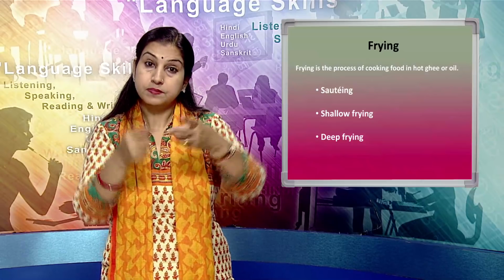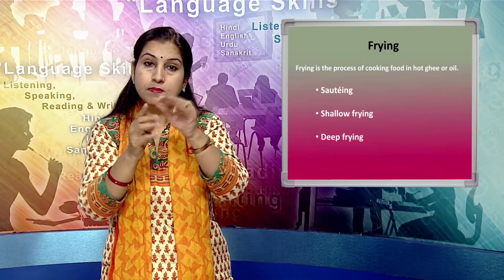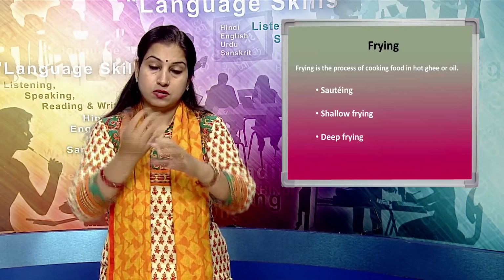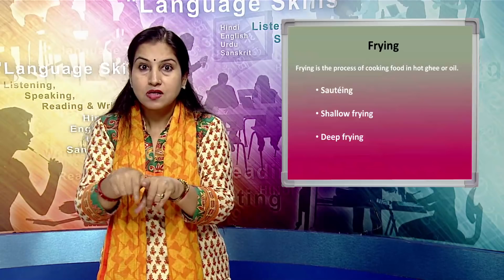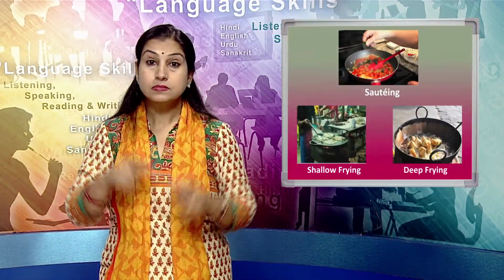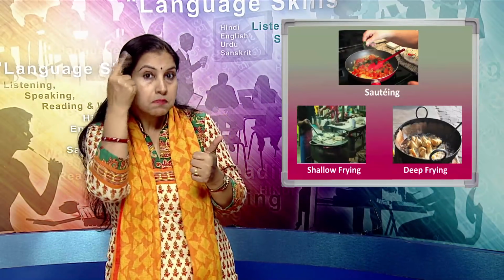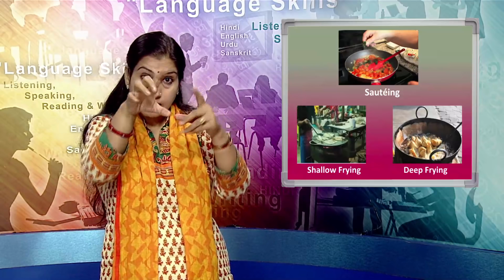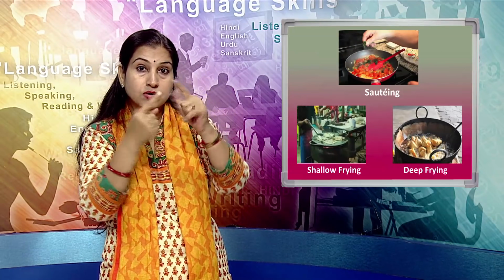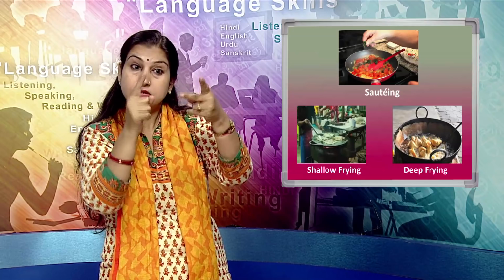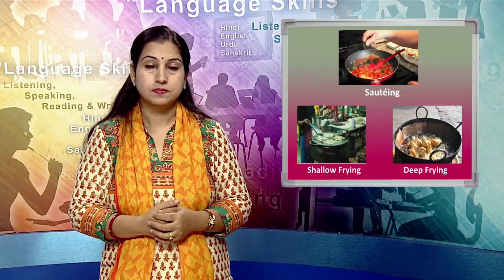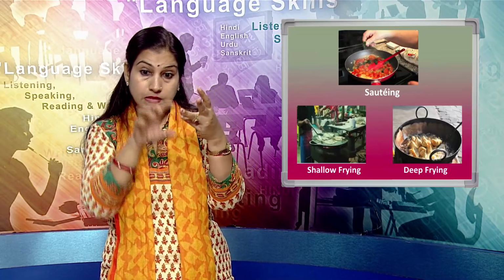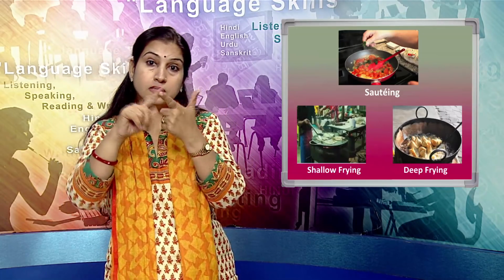And the third is deep frying. We put more oil in this method of cooking. You can see the picture. The upper picture is of sauteing. The second picture is of shallow frying. The third picture is of deep frying.